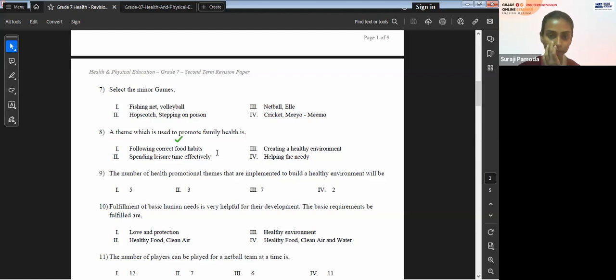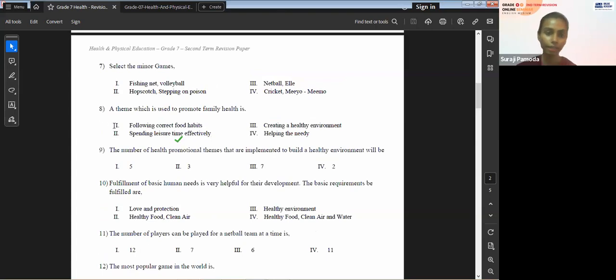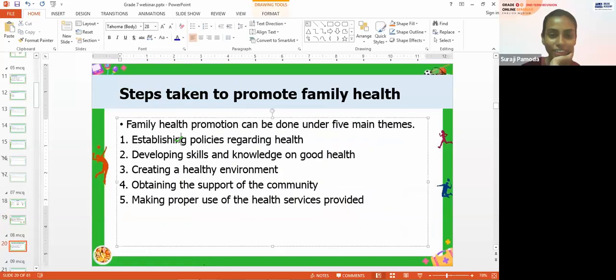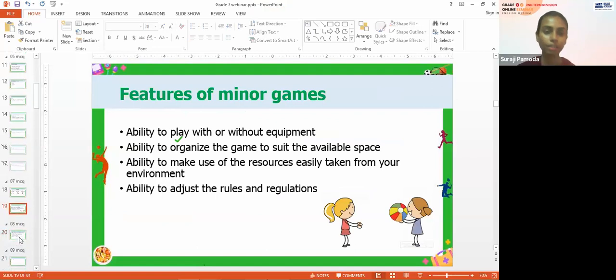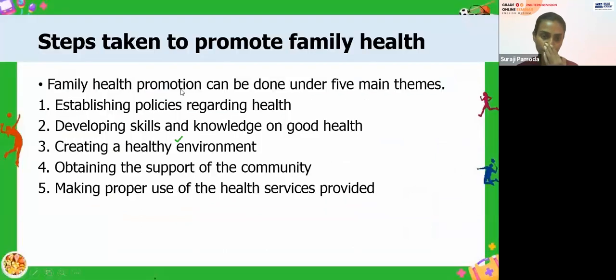Right, let's go to the 9th question. No, the eighth one. A theme which is used to promote family health. So I told you about themes. How many themes were there? Previously I told you. How many themes? Can anyone remember? Five. Yes, five. There were 5 themes that help to promote family health. So I talked about these 5 things, right?